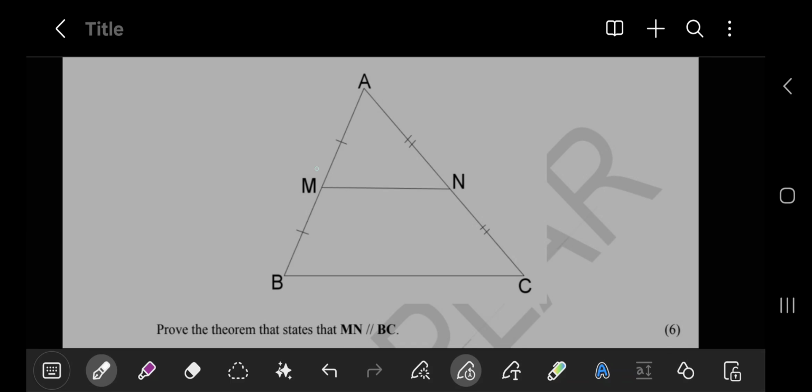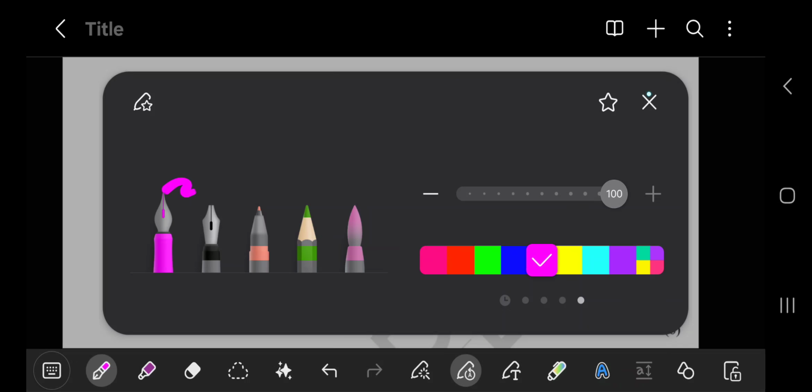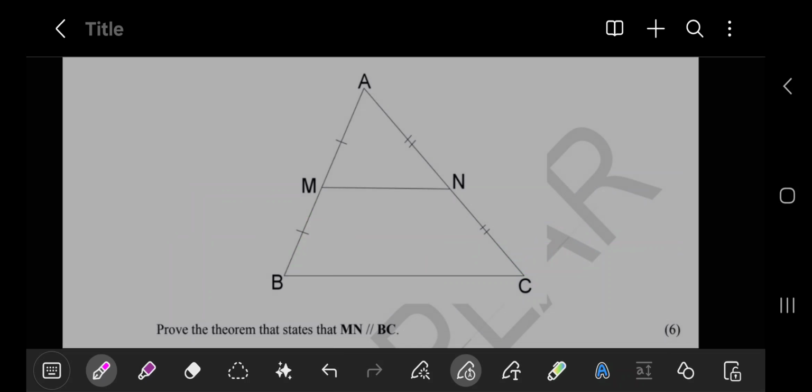It says that if a line is drawn from the midpoint of one side of the triangle to the midpoint of the other side, then it should be parallel to the third side. Now we are going to use this question as a walkthrough of the proof of that theorem. And the first thing we're going to start off with is a construction. So here's what we're going to do.